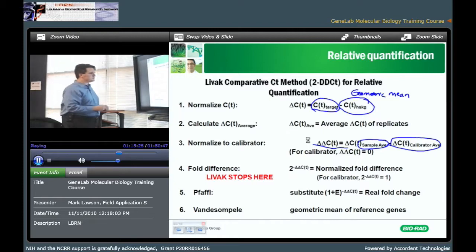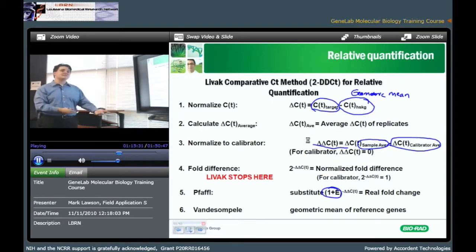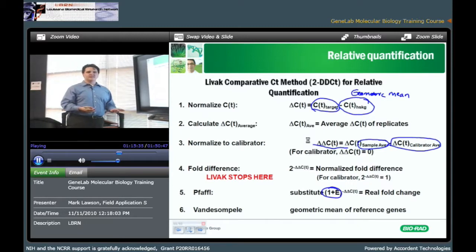So the Pfaffl equation, instead of assuming 2, and that's not the actual equation, I just showed you the simple equation, actually substitutes in the actual efficiency. So it's always more accurate unless the efficiency is actually 100%. And then, of course, Vandesompele is the geometric mean of reference genes.